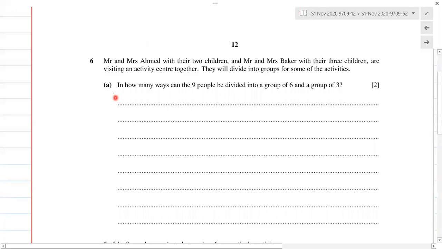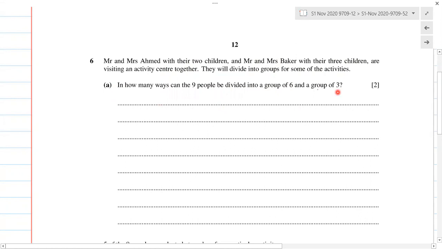Question number 6. Mr. and Mrs. Ahmed with their two children and Mr. and Mrs. Barker with their three children are visiting an activity center together. They will divide into groups for some of the activities. In how many ways can the 9 people be divided into a group of 6 and a group of 3?